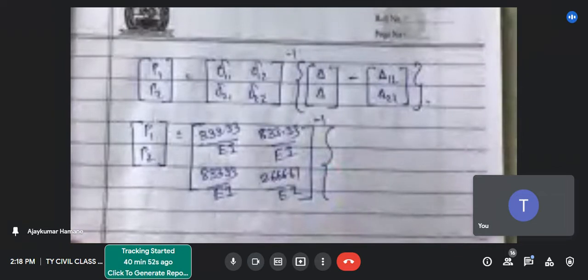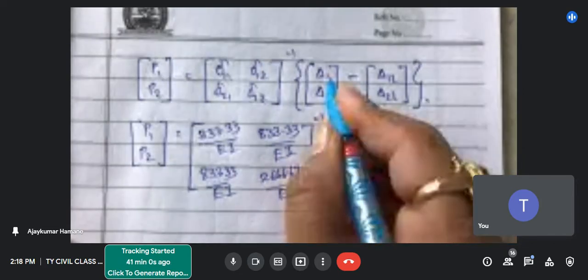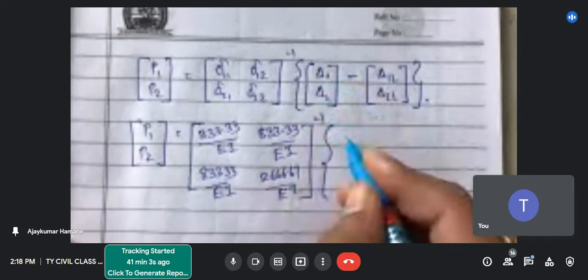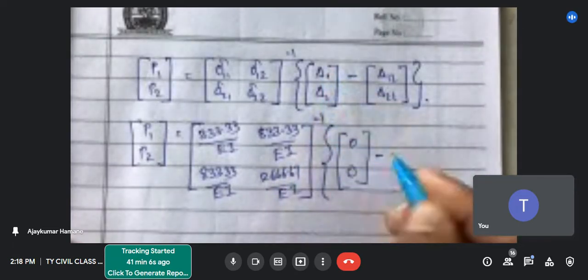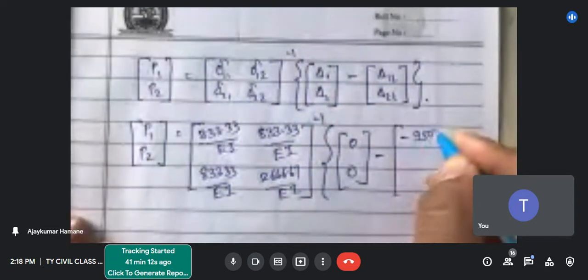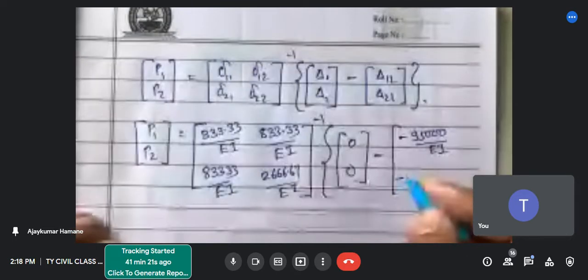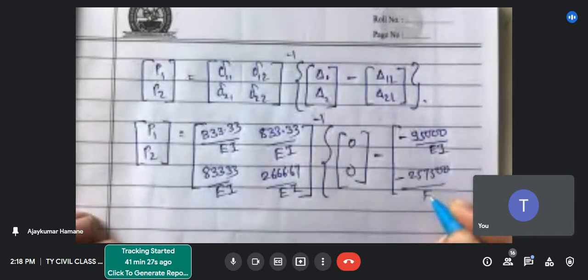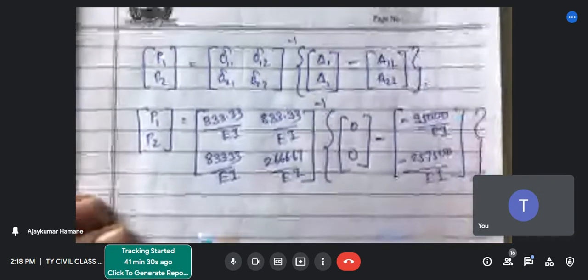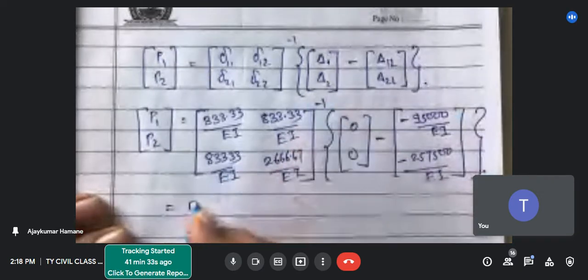So there are no settlements given in the numerical. They are not given the settlements of joints B and C. So there is no displacement, final displacement at coordinate 1 and at coordinate 2 is 0, 0 minus delta 1L, 95,000 divided by EI, and minus 2,57,500 divided by EI. Simple. Inverse of 1 by EI is EI.